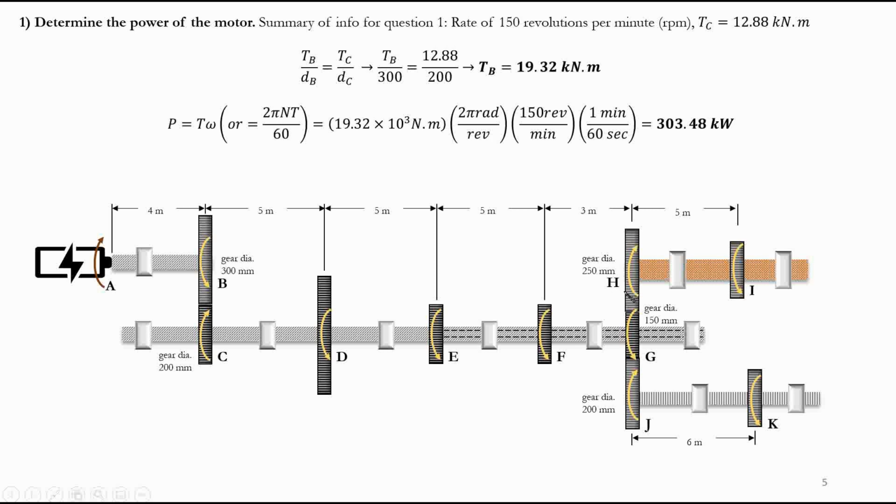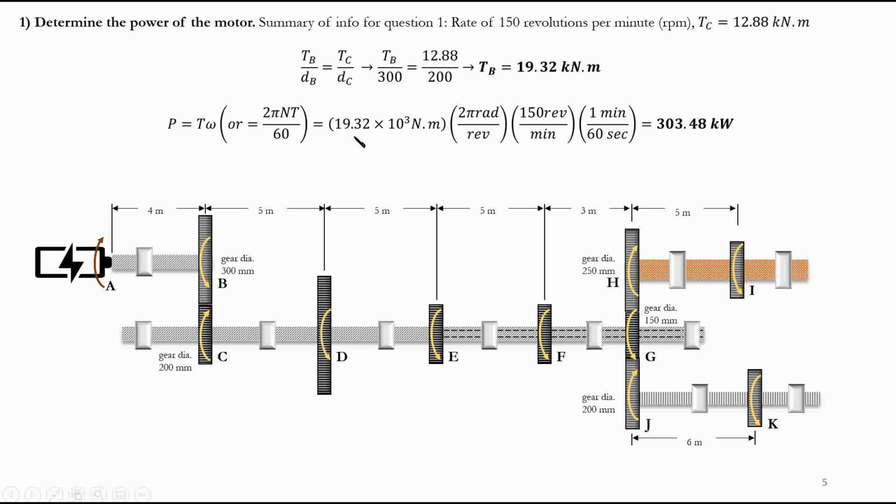But before going to calculate TH and TJ, we're now prepared to solve for the power, right? What is power? It's T times omega, torque times the angular velocity. But we have a simpler formula, a conversion, which you can use if your N is in revolutions per minute and your torque is in Newton meters or kilonewton meters, it doesn't matter. This is where that formula is derived from.